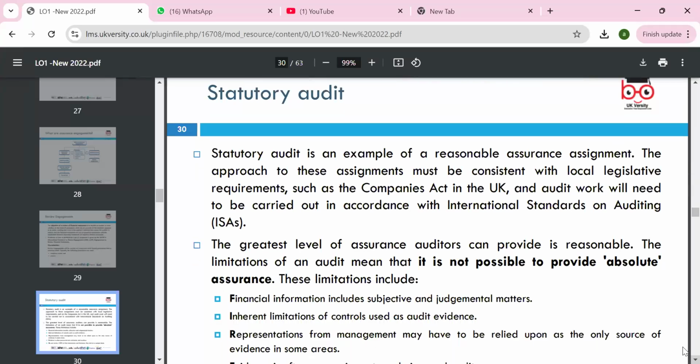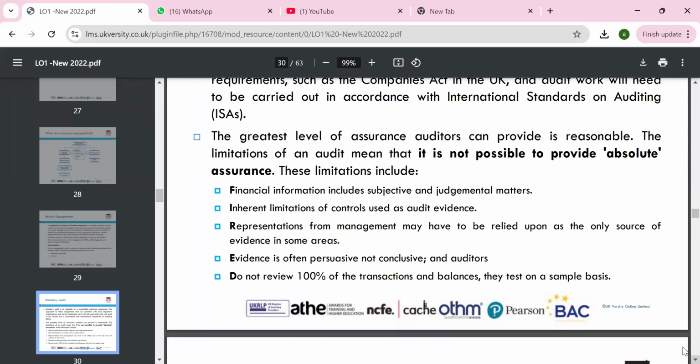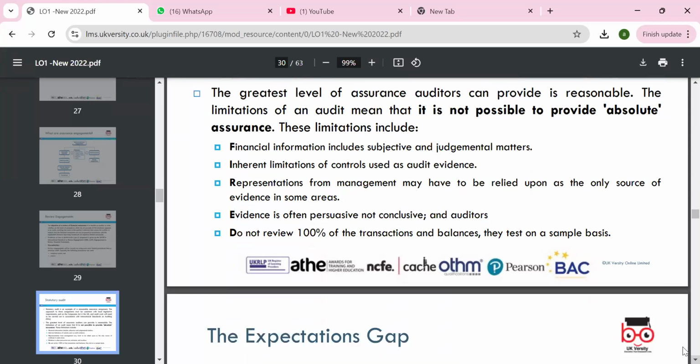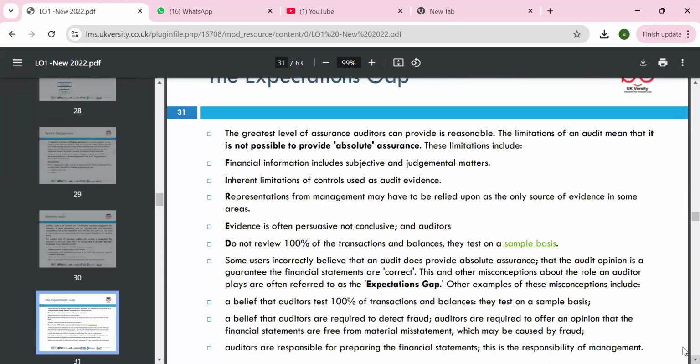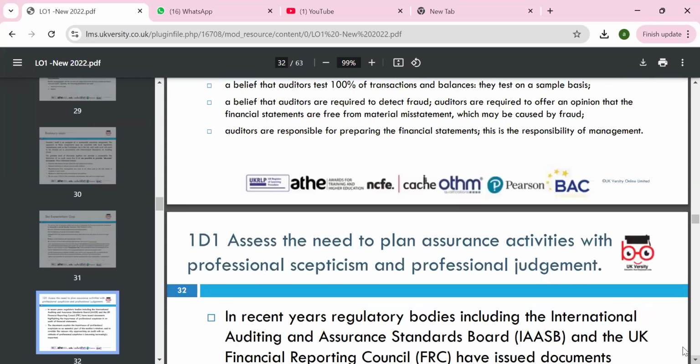The company must be audited, and we look at accounting standards. The financial statements include judgment matters and inherent limitations, control, use of detailed evidence, and representations from management. Evidence is persuasive, not conclusive, and auditors don't review 100% of transactions. There can be an expectation gap. The financial statements include subjective judgment inherent to their presentation. So when we add these examples, we are meeting the merit criteria.